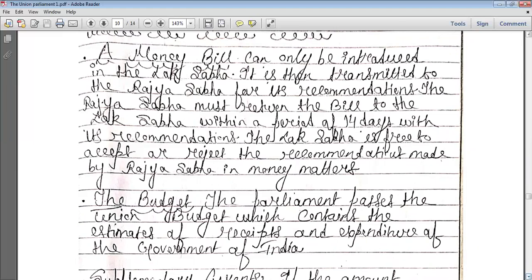And if the Rajya Sabha feels that the bill needs to be reformulated, then it must return the bill to the Lok Sabha within a period of 14 days with its recommendation. The Lok Sabha is free to accept or reject the recommendation. That means the Rajya Sabha's recommendation is hardly important in the Union Parliament or in the money bill. So the Lok Sabha is free to decide whether to accept the approval of the Rajya Sabha or to reject it.